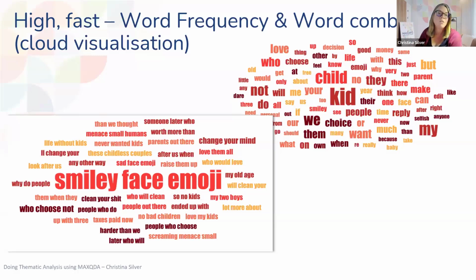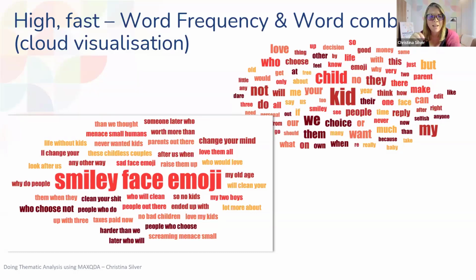So we can get these results as lists with frequency counts as well as visualizations, but very quickly, just looking at the visualizations, you can get a sense of what's going on in the data just by focusing in on individual words and getting a little bit more context by focusing on phrases or word combinations, as MAXQDA calls them.